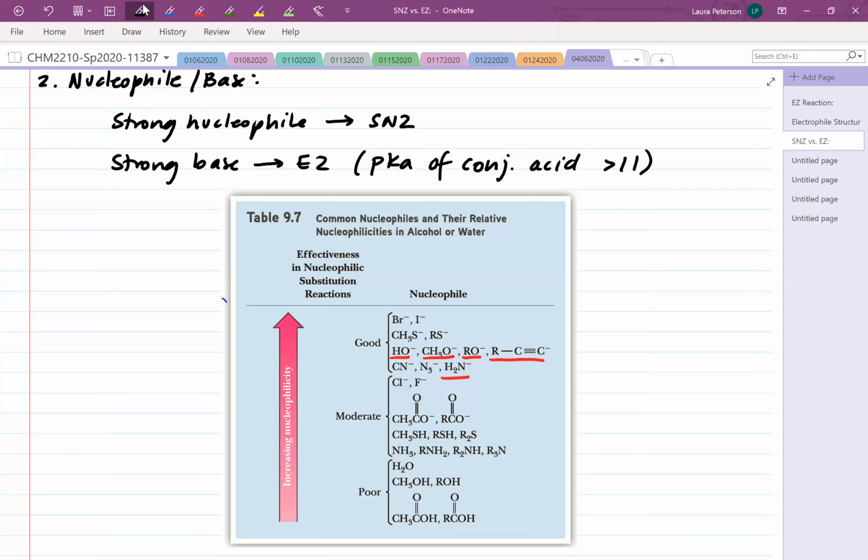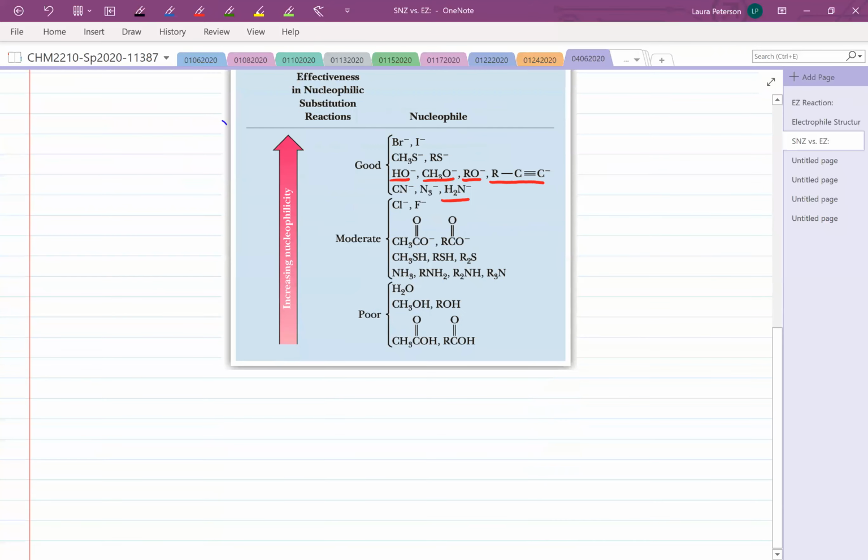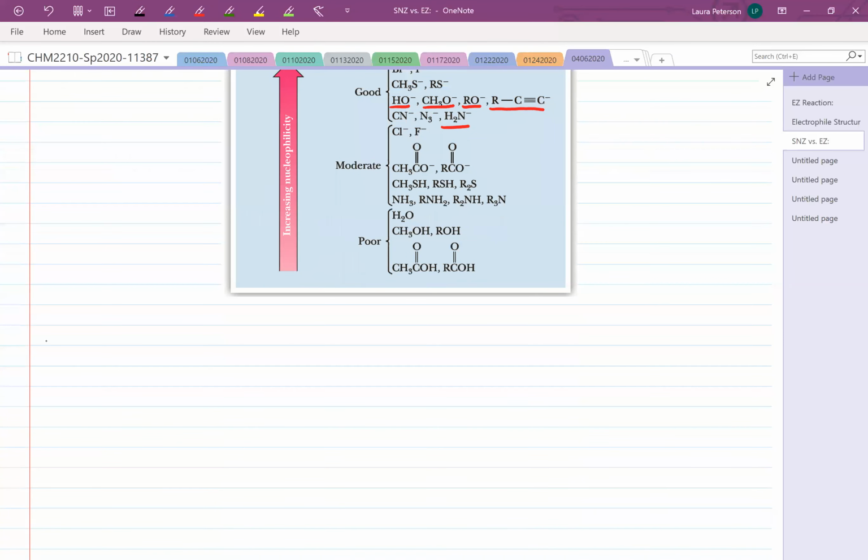Okay, so then the last thing that I want to mention is just something you might see with some of the eliminations. So the third clue you could use is the temperature. What the deal is, usually elimination reactions are favored in the presence of heat. So heat, which we can abbreviate as delta, leads to elimination.